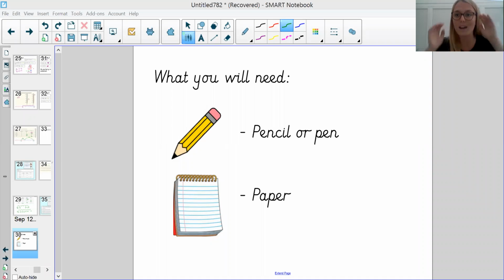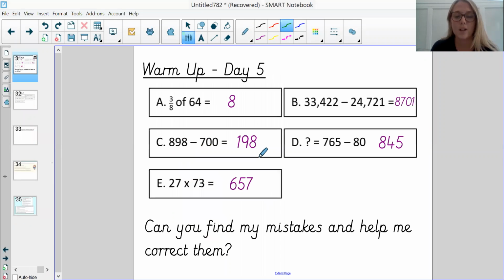So what you will need is a pen or pencil, something to write with, and a sheet of paper to write your answers down and do your working out. Okay. Warm up today. You've got your 5 fluent in 5 questions to do, but instead of doing them yourself, I've done them, but I've made a couple of mistakes. So I want you to do the working out as normal, but I want you to see if you can identify where I've gone wrong. Pause the video, give yourself 5 minutes max, like every other day, and see if you can identify the mistakes that I have made. And then we'll go through them in just a second.